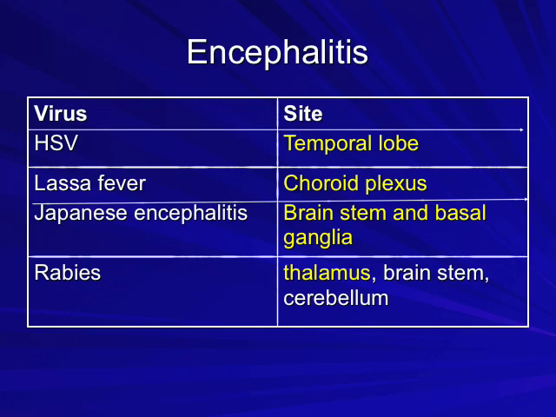These are other clues that you can see on MRIs. HSV, don't forget temporal lobe. Lassa fever, choroid plexus. Japanese encephalitis, brainstem and basal ganglia. And rabies, thalamus, brainstem, and cerebellum.